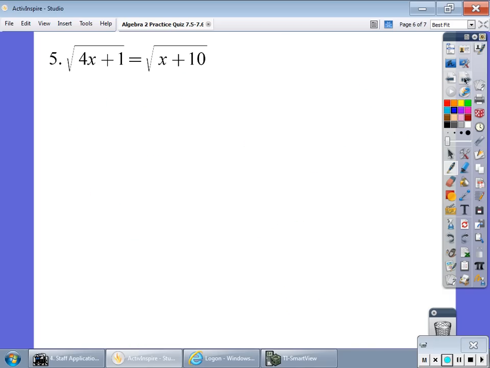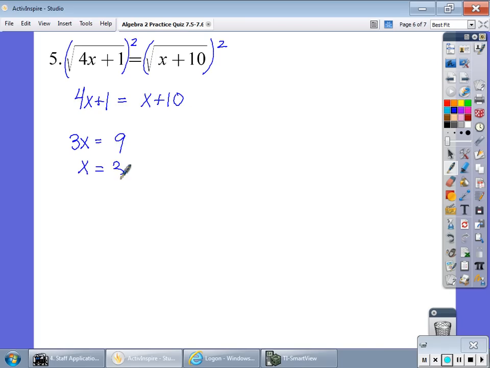So the last one we have is the square root of 4x plus 1 equals the square root of x plus 10. Again, radical. We need to square both sides in this case. We're going to get 4x plus 1 is equal to x plus 10. And then it's just solving a linear equation. Subtract your x from both sides, you're going to get a 3x. Subtract 1 from both sides, you get 9. Divide by 3, x is equal to 3.